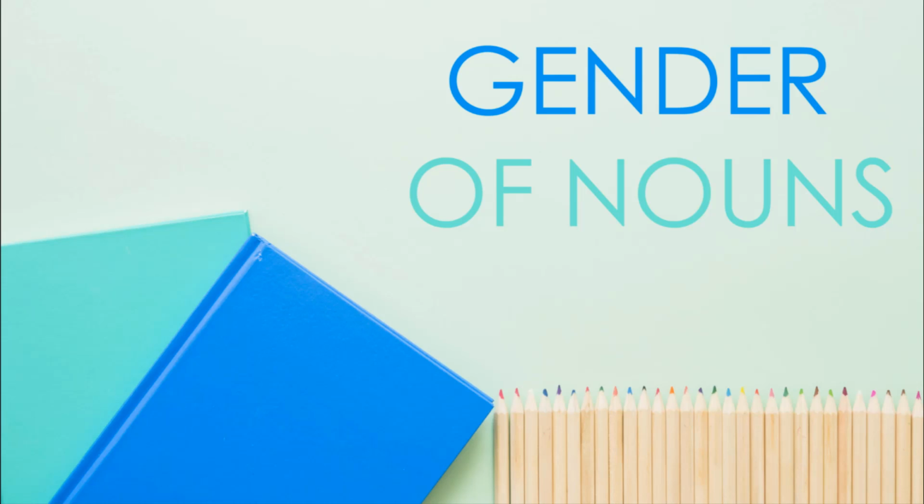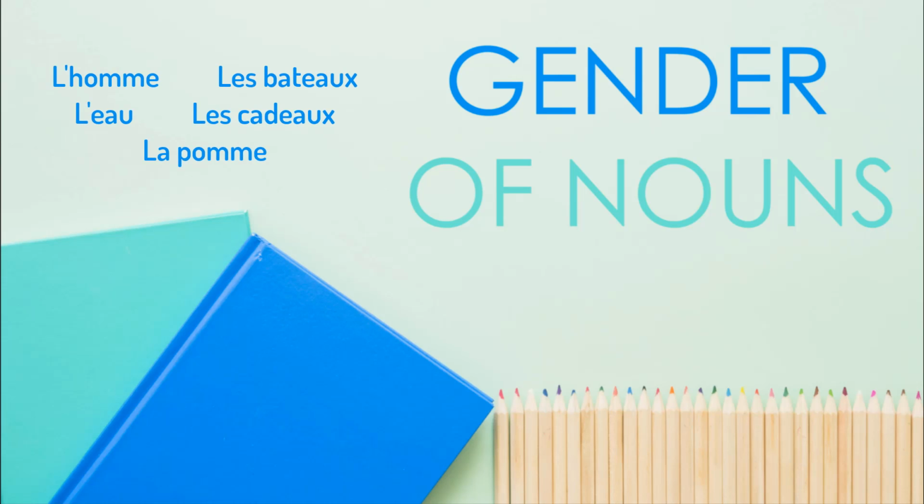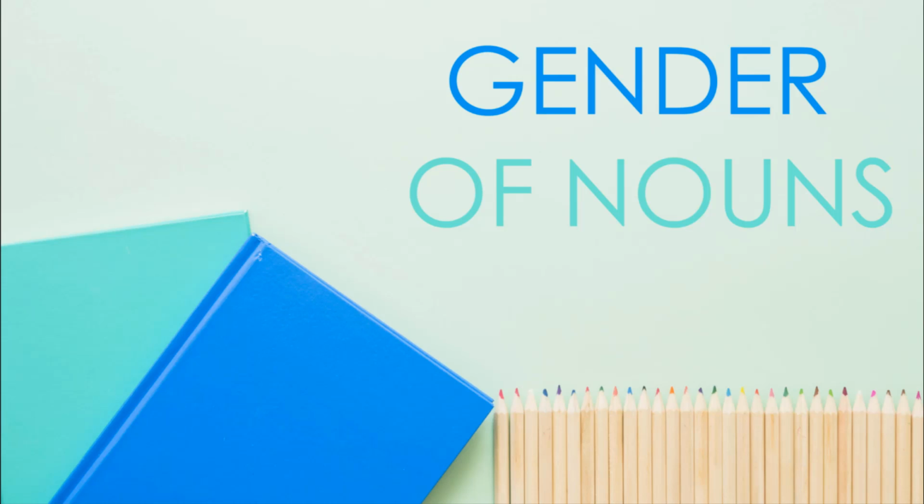So it will be the man, like l'homme, l'eau, la pomme, les cadeaux, les bateaux. It's supposed to be like that. But here I haven't added those definite articles. I just want you to find out what is the gender of the noun, and then later you can add the articles. It would be useful for you if you just do the worksheet that is attached in the link.